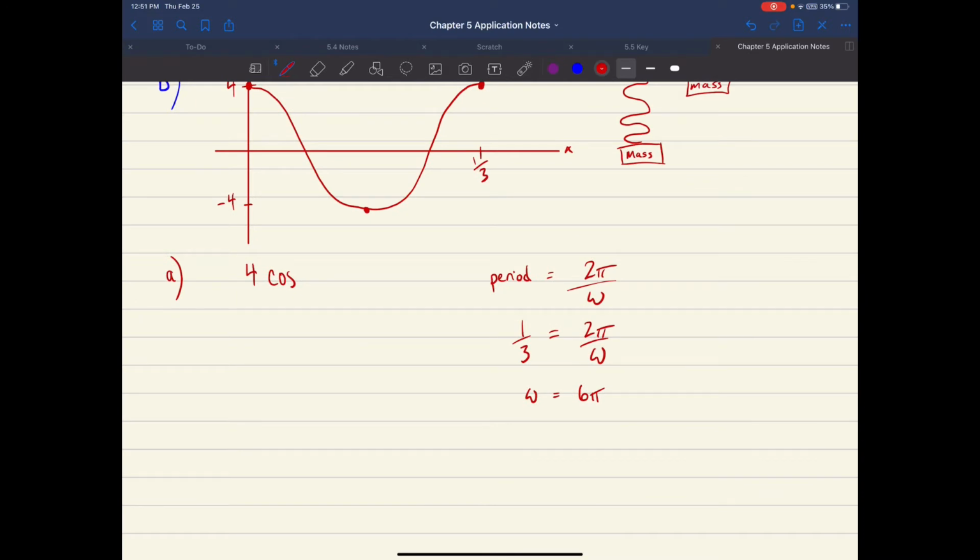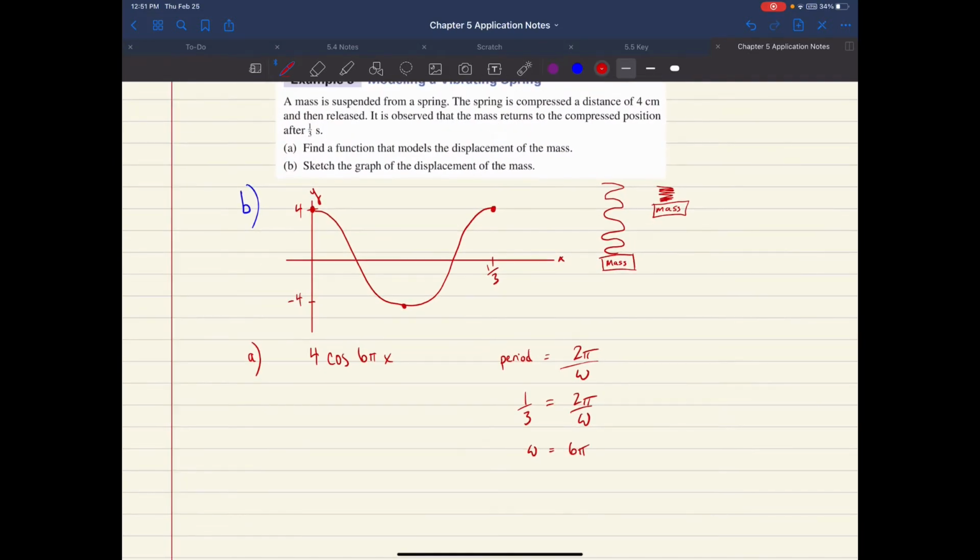So this would be 6 pi x. Let's use t because we're dealing with time there. So this would be our equation: y equals 4 cosine 6 pi t. And we've already sketched the graph. The only thing I might add in here is, what's 1/2 of 1/3, so 1/6 in the middle. And that's our first example.